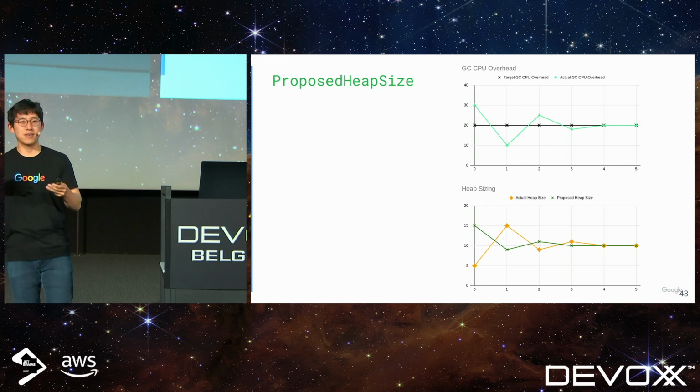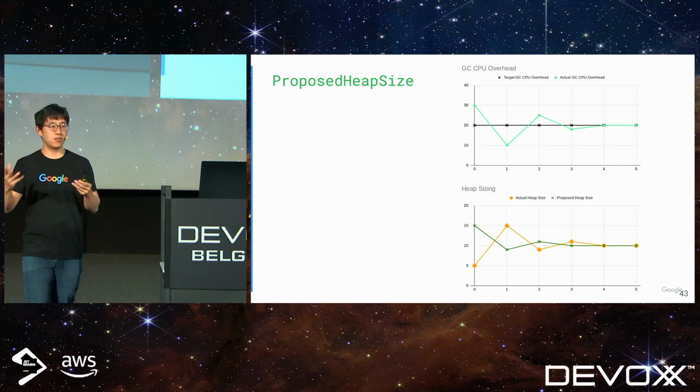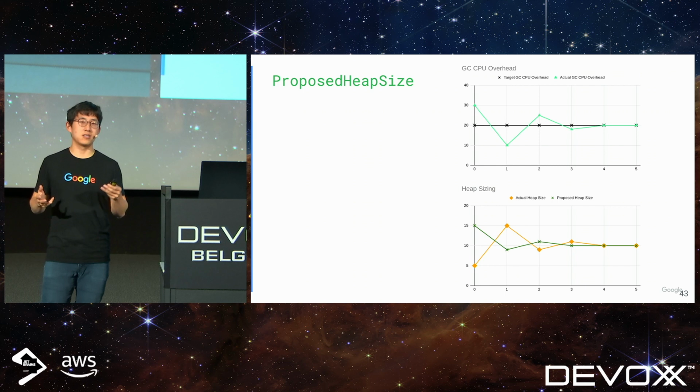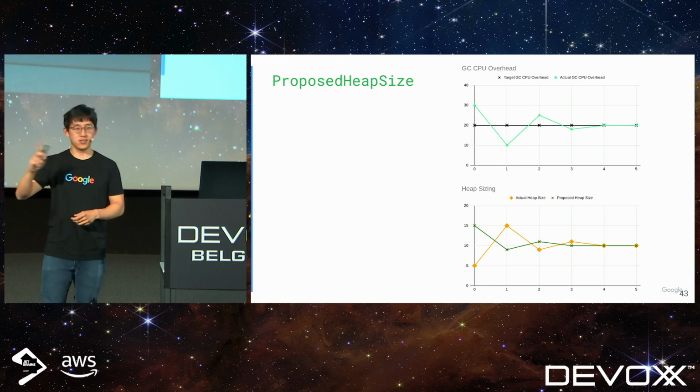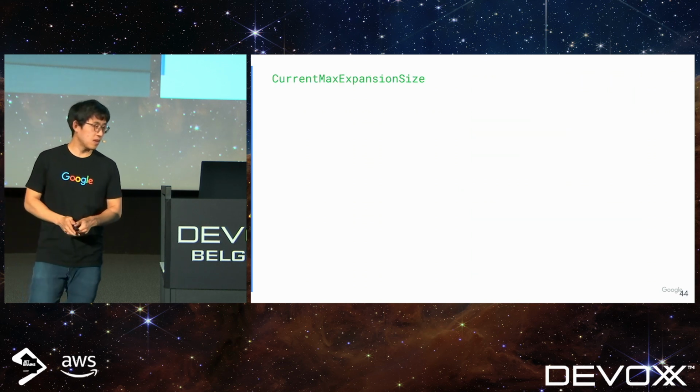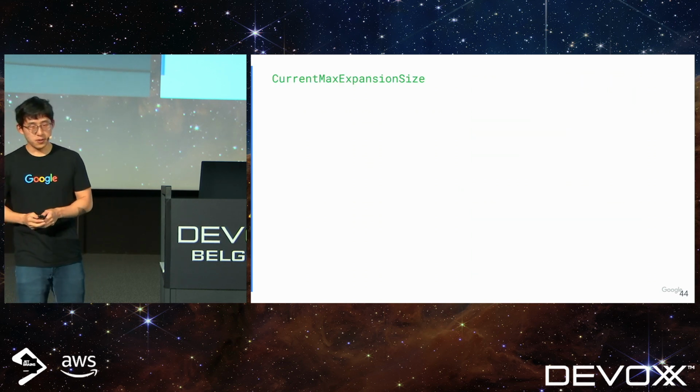We spend some time looking for the right size, but eventually we converge towards a heap size which gives us the target GC CPU overhead that we want. Again, these numbers are all made up, but I'll show you some real graphs in the future. Okay, so that's proposed heap size.